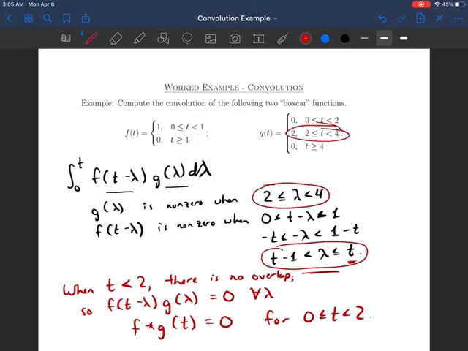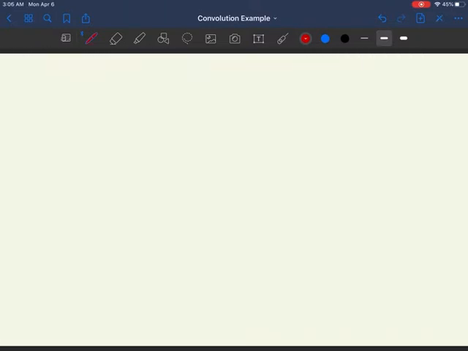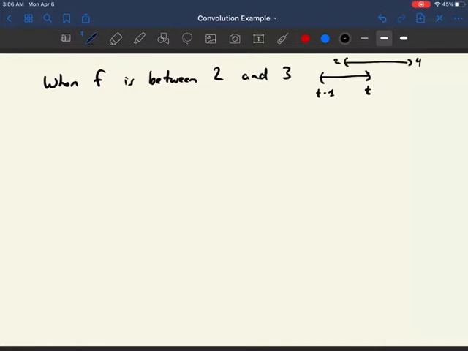All right, now things start to change. As t increases, this right-hand edge of the interval for f is going to sneak into the region in which g of lambda is also non-zero. So what does that lead us to? Then when t is between 2 and 3, we have something like this, t minus 1 to t, and 2 to 4 are our intervals. So the intersection will be from 2 up to t. All right, this region here is where both of them are non-zero, so the product is non-zero.